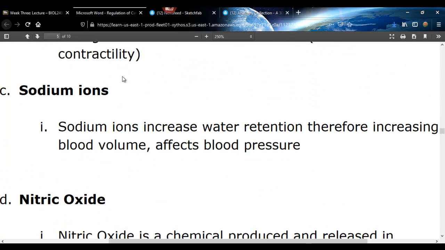Sodium ions affect how much blood volume a person would have. Remember, where sodium goes, water goes. That's where aldosterone, the hormone, comes in. It causes the kidneys to reabsorb sodium ions, so a person would have more water in their body, in their blood.